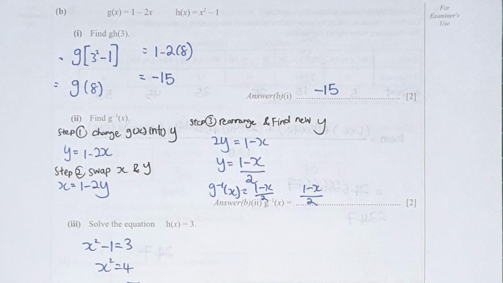But for section B, number 1, the first thing that I calculate will be h(3). The result of it is 8, hence I substitute 8 into g(x), which gets you 1 minus 2(8). After the calculation, you will get negative 15 as the answer.